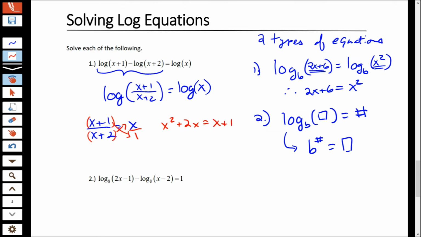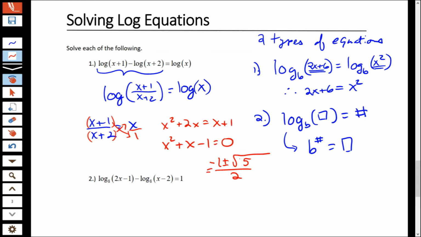It's a quadratic, subtract over, we get x squared plus x minus 1 equals 0. From here, I don't think this factors. I think we're going to need to use the quadratic formula in order to be able to solve this particular equation. So it's going to be -1 plus or minus the square root of, what's it going to be, 1 plus 4, so this is going to be square root of 5, all over 2.